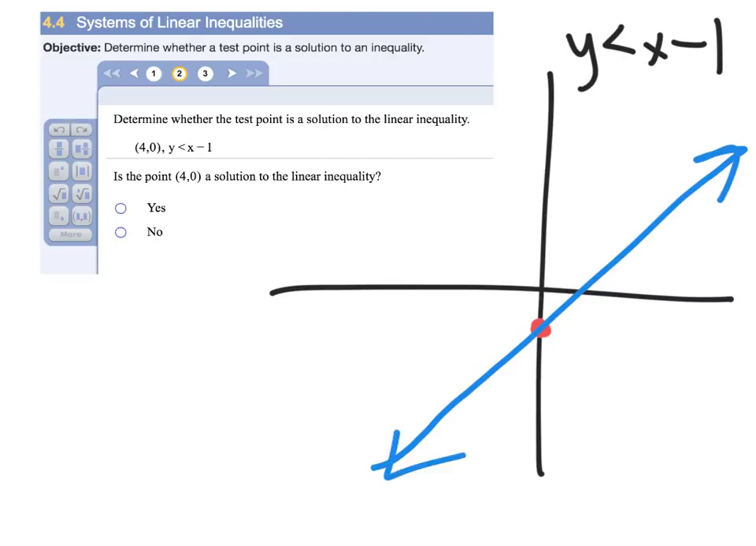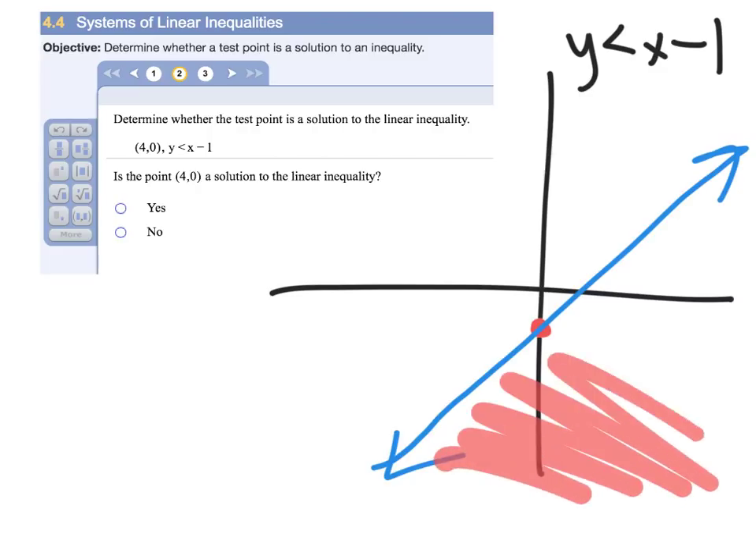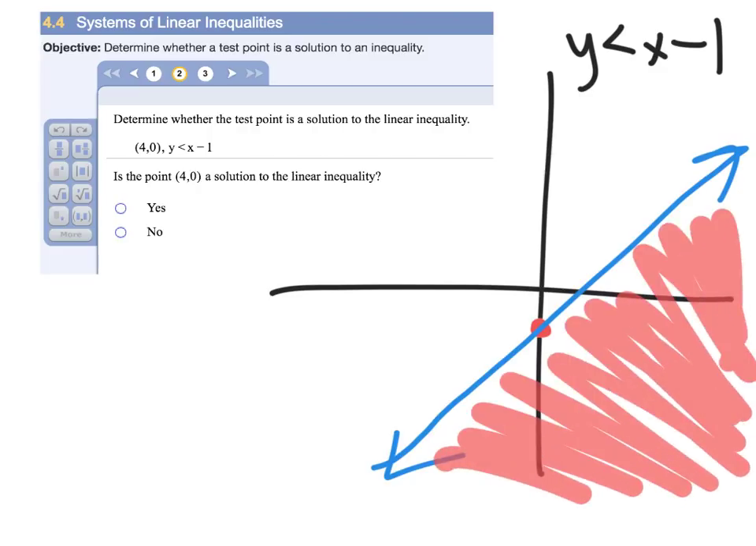And then we're supposed to shade. Now, this says y is less than x minus 1. So are we going to shade above or below? Well, less than means you shade below. And so we're going to shade below, and we would shade this side. Now, by the way, I goofed up. This is less than, not less than or equal to.